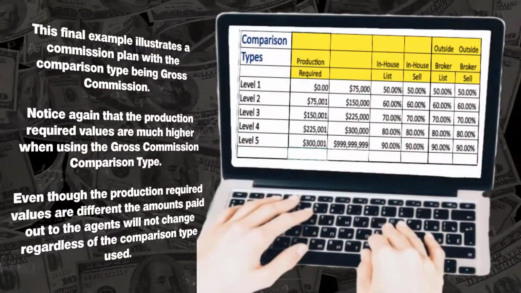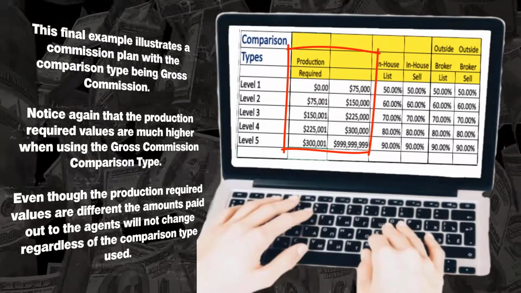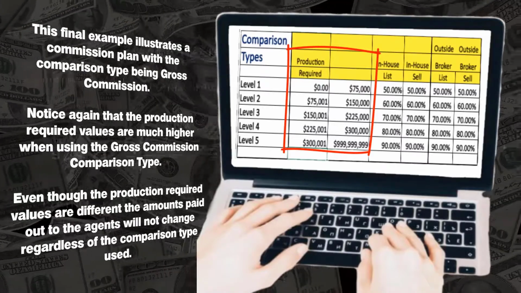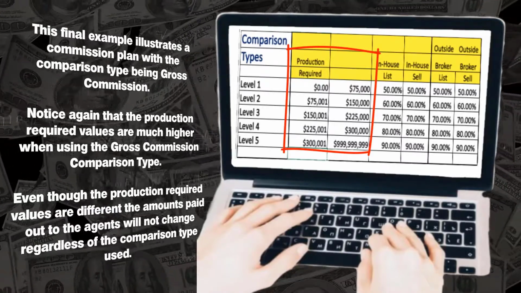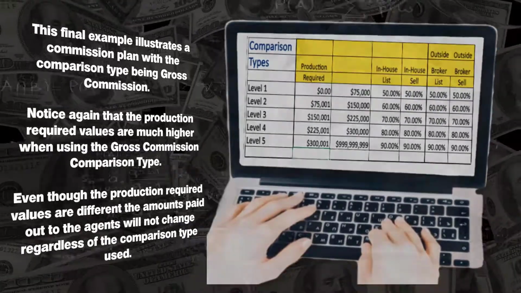This final example illustrates a commission plan with the comparison type being gross commission. Notice again that the production required values are much higher using gross commission comparison types. Even though the production required values are different, the amounts paid to the agents will not change regardless of the comparison type used.